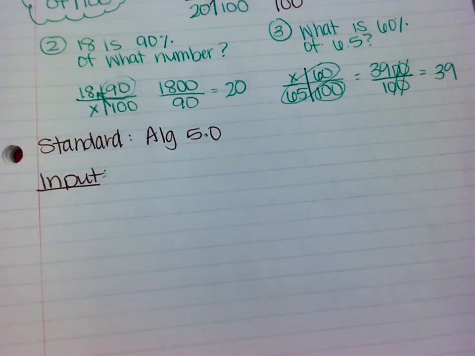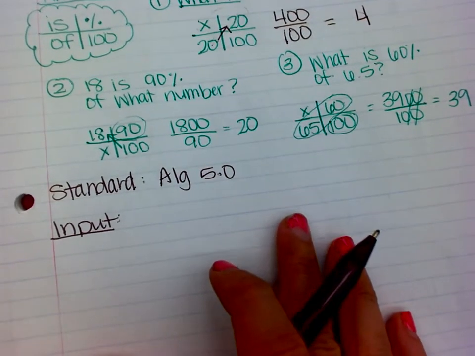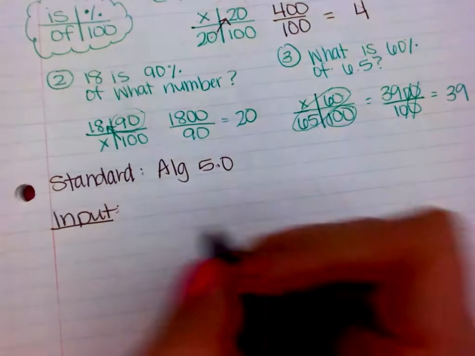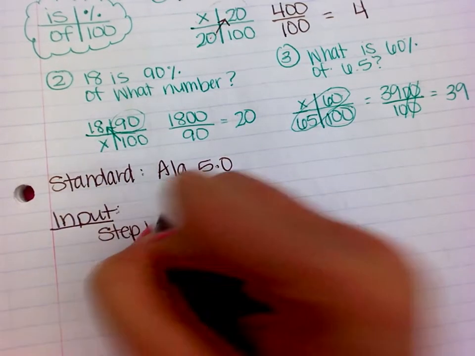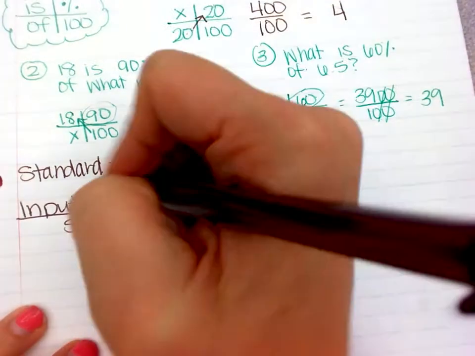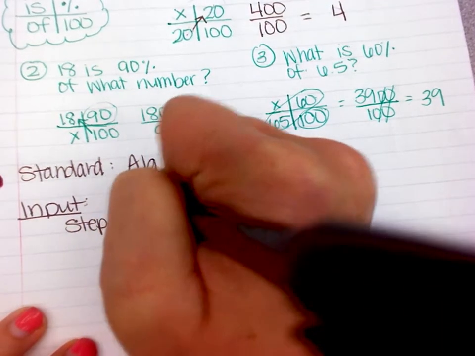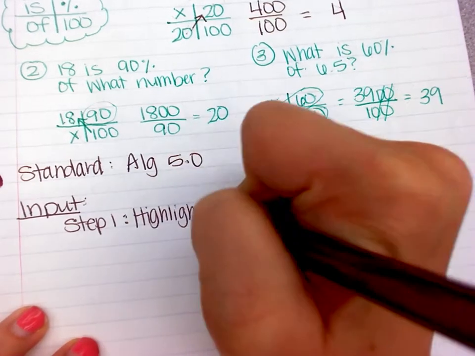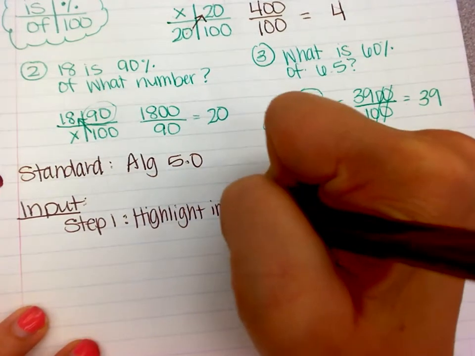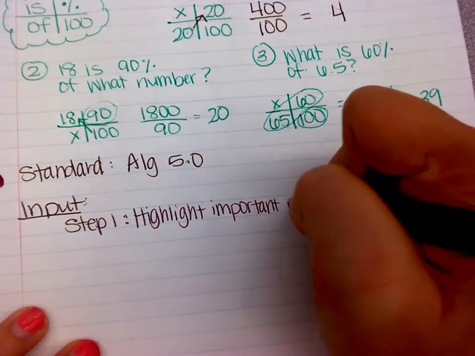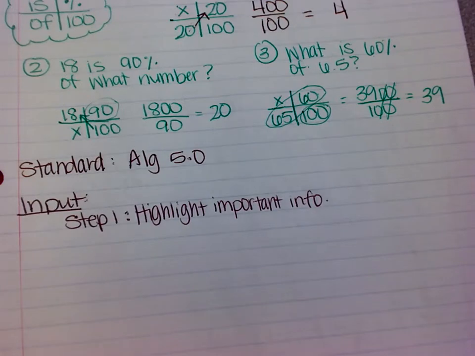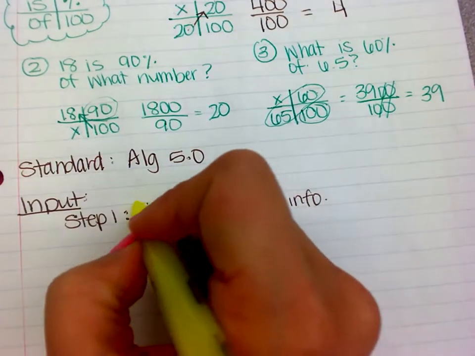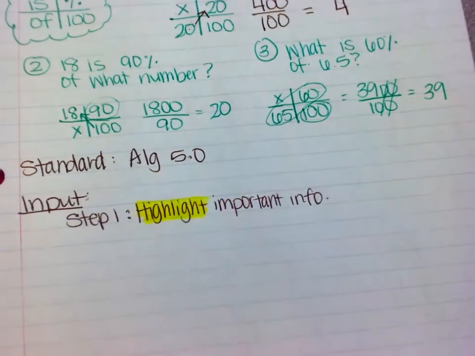So our input today, we're going to write down the steps that we need to solve our mixture problems, okay? There are 6 steps. So step number 1 is to highlight important information in the problem. Okay, so highlight that important information. You should be reading the word problems and highlighting what we need to know, what's important.